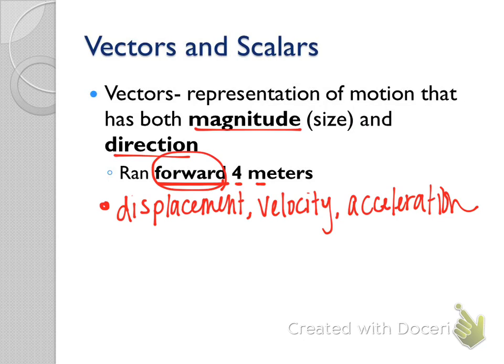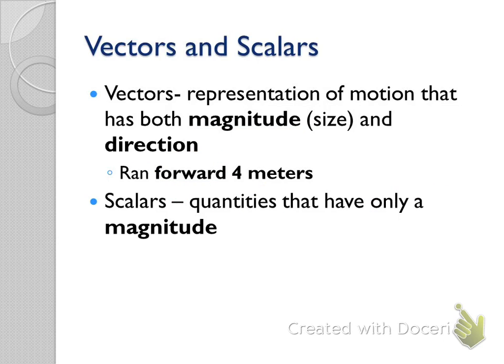Okay, so displacement is a vector. It must always have direction, and must always have magnitude. Scalars, on the other hand, are quantities that only have a magnitude. They don't include direction with them.